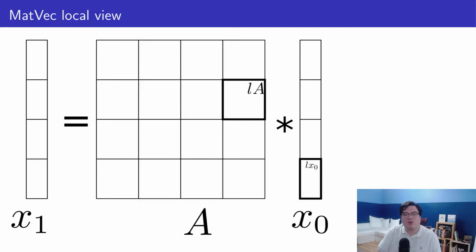The process has block 1-3 of the matrix. It also has block 3 of the input vector. The process will compute the multiplication of its local matrix and its local vector, and store the result locally.